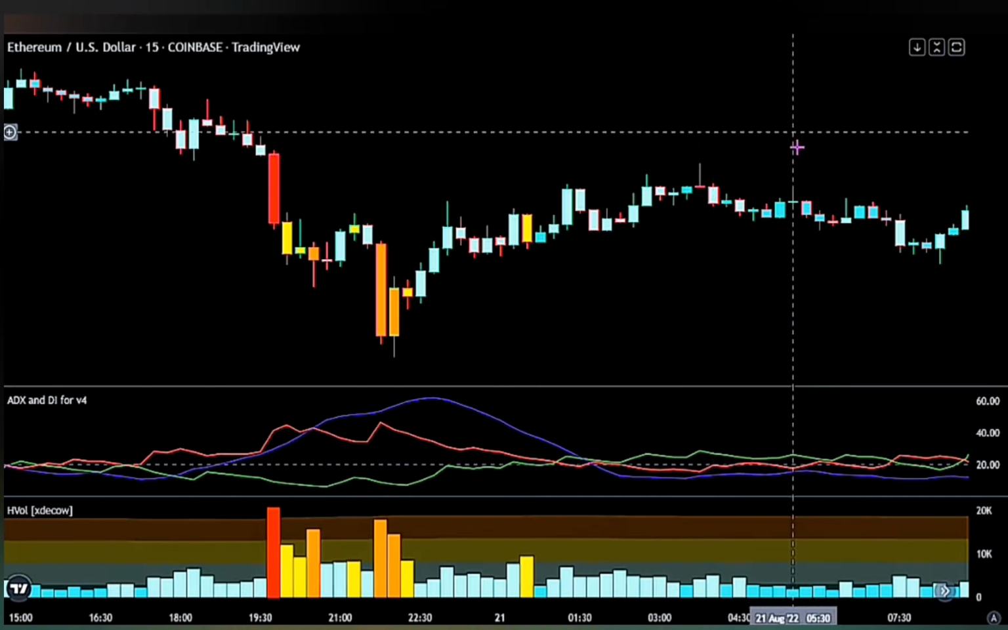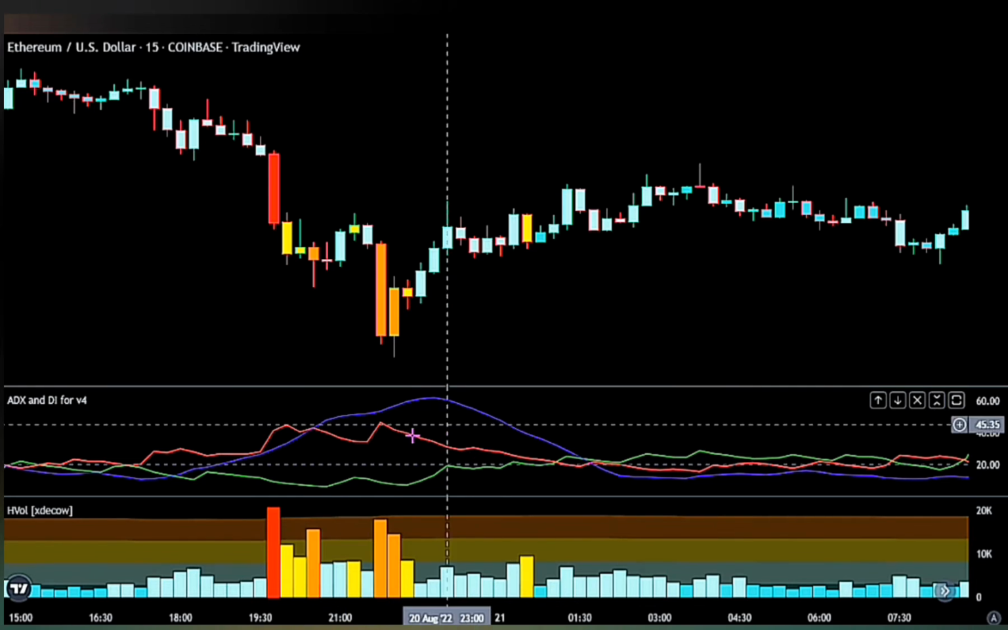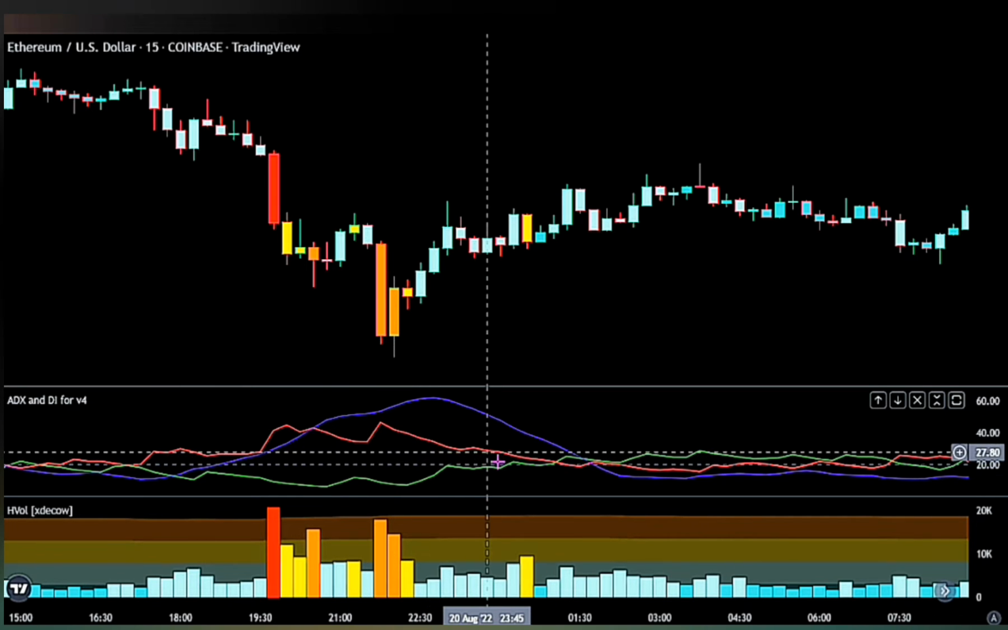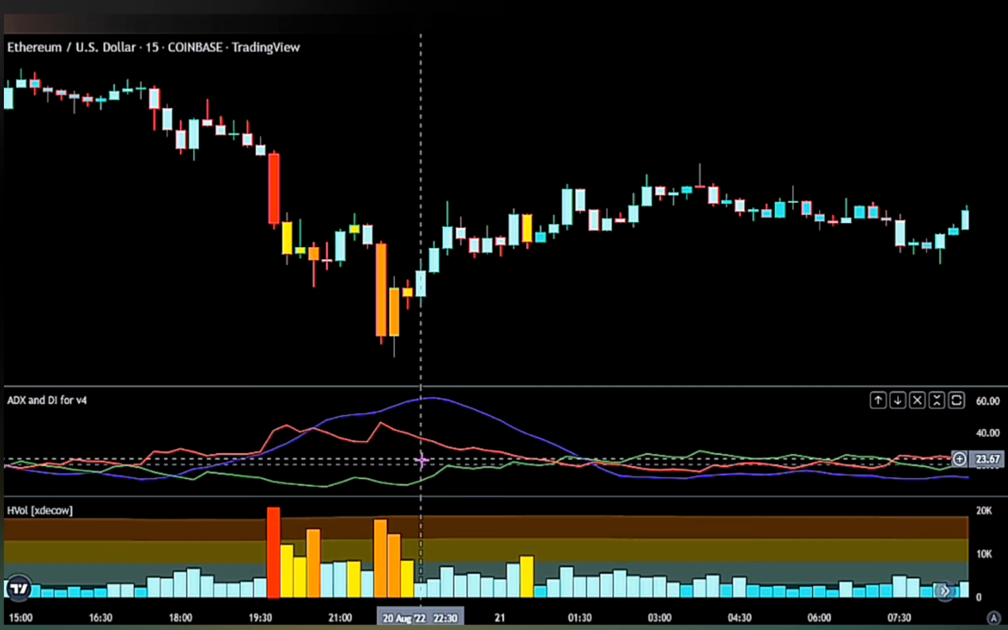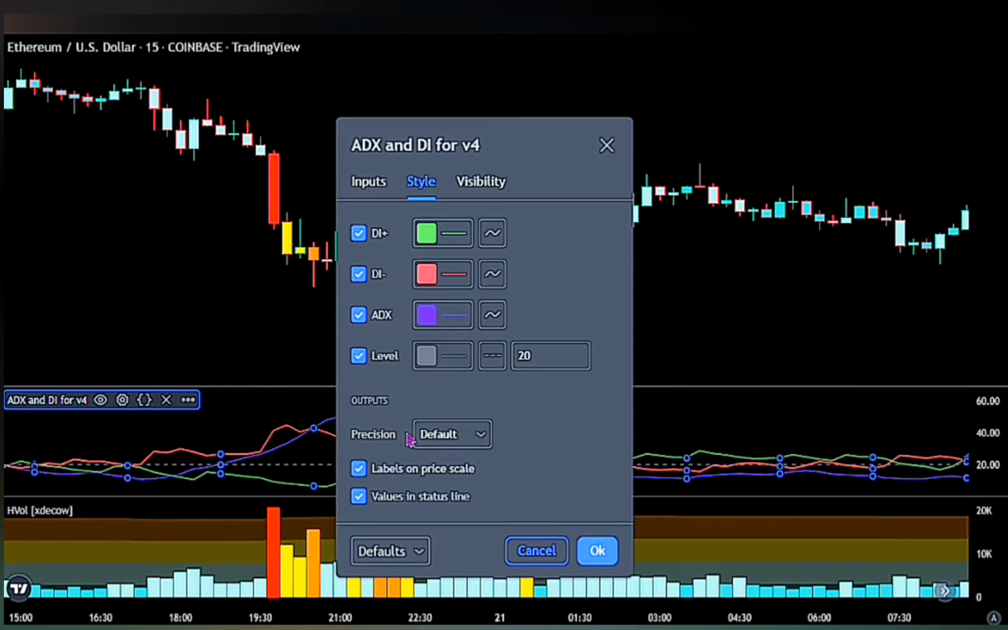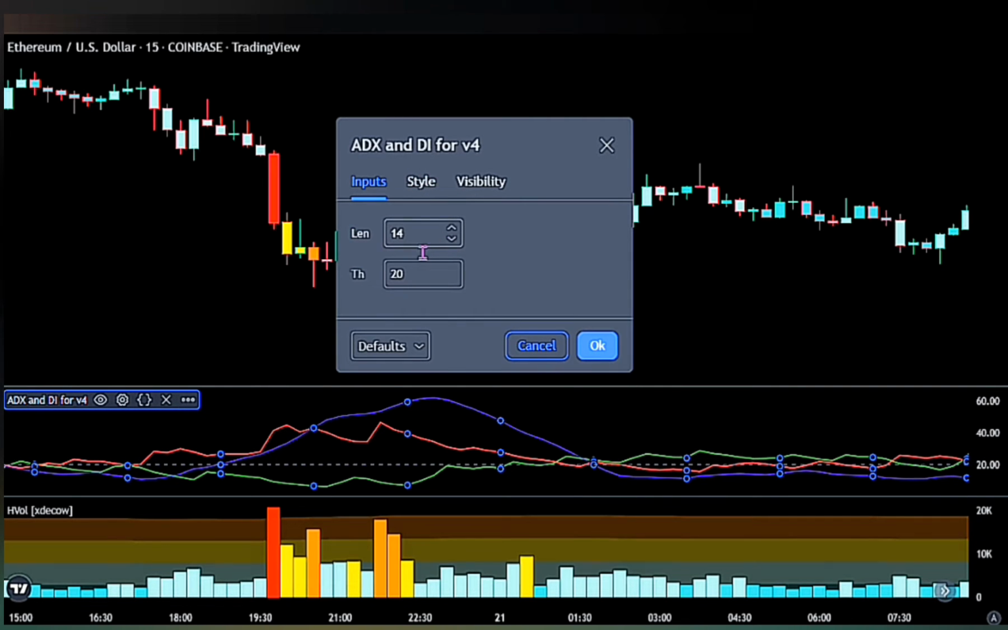Now let's go ahead and adjust the settings for these indicators in order to pinpoint the best possible entries for the strategy. Now go ahead and double click on the ADX and DI. The length we are using is 14 and the threshold is at 20.